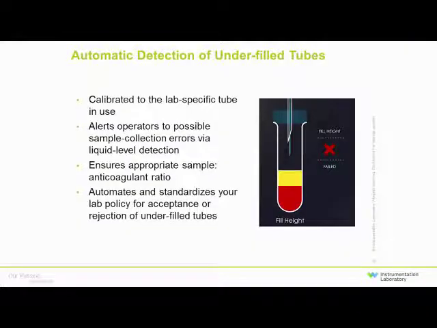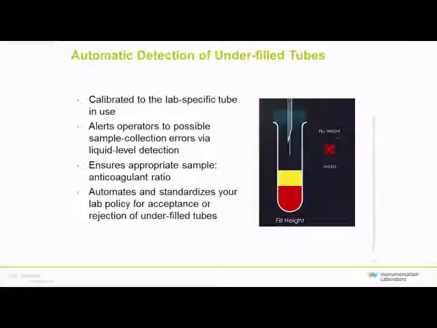Okay, so the first one that the TOP addresses is the underfilled tubes. So current tubes that are approved for the TOP that you may be using in your lab, and a lot of different labs are using different collection tubes. You use those same tubes, and through a liquid level sensing on the sample probe, it's able to detect the actual volume in that collection tube. It'll alert you to the possible sample collection error.